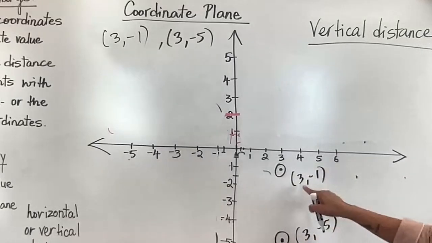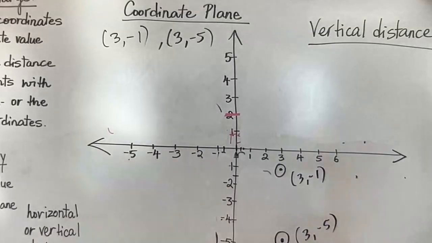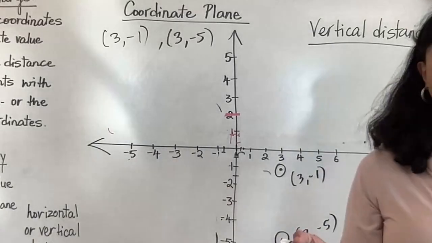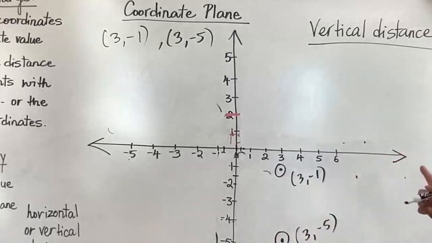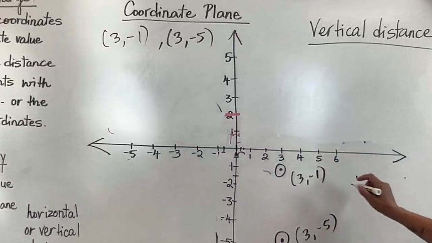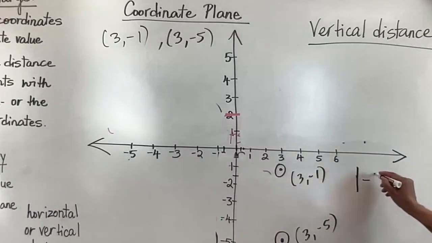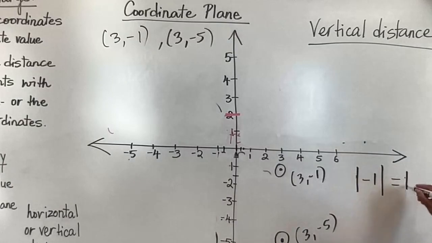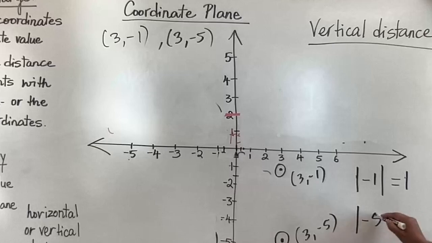So look, the x is going to be the same. That's why it's going vertically. But the y is what is different. So now in this case, what are we going to do? We are going to find the absolute values of each y coordinate. And so what is the absolute value of -1? It is going to be 1. What is the absolute value of -5? It is going to be 5.